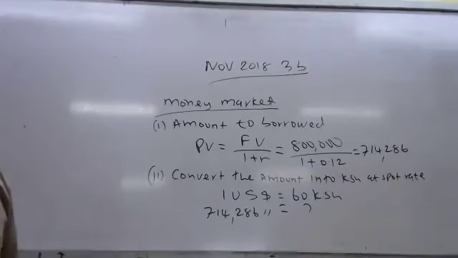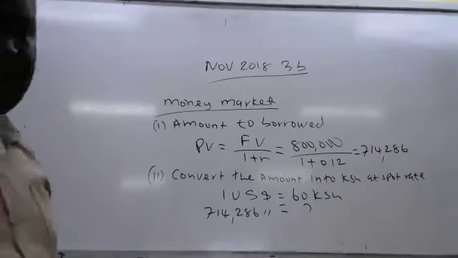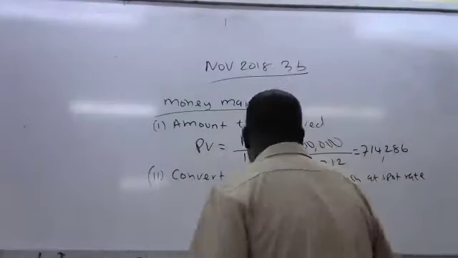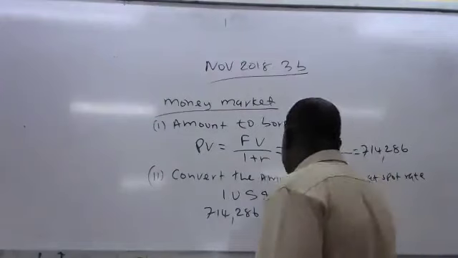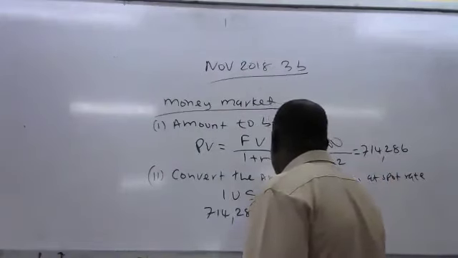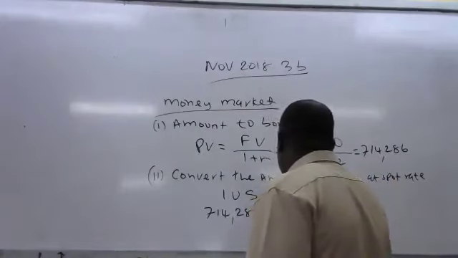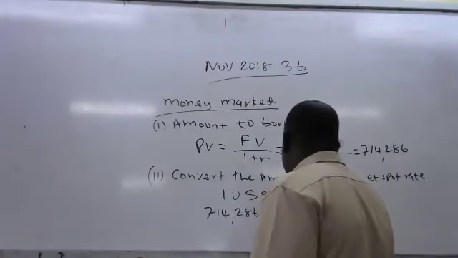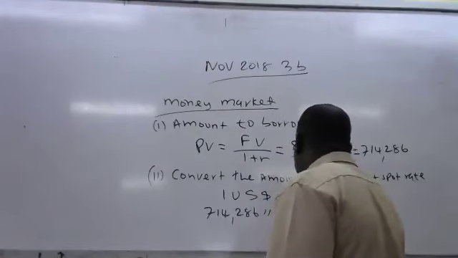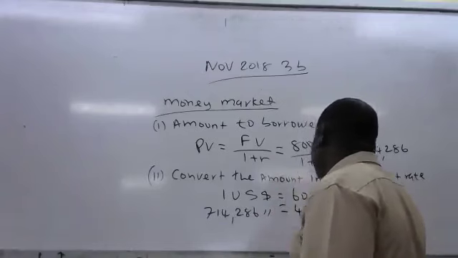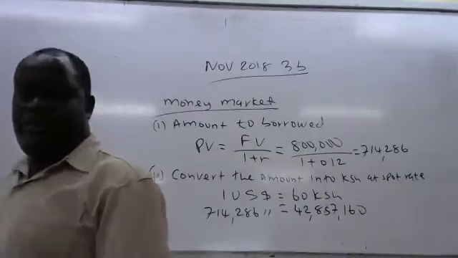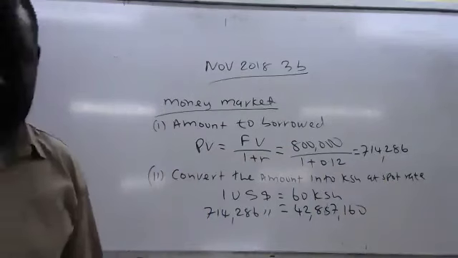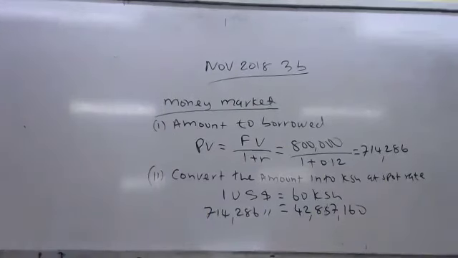So you convert that money into Kenyan shillings. It is 42,857,160. So that should be now your step number 2.